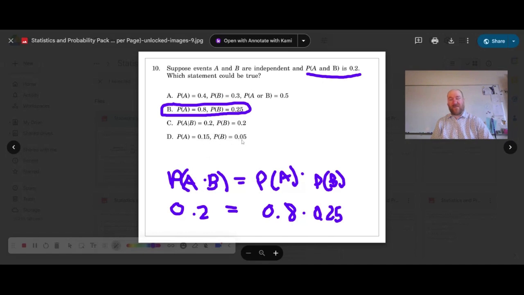These add to 0.2, but that's not what we want. We wanted to know, do you know the fact that multiplying two events separately should get the same answer as the probability of both of them happening?